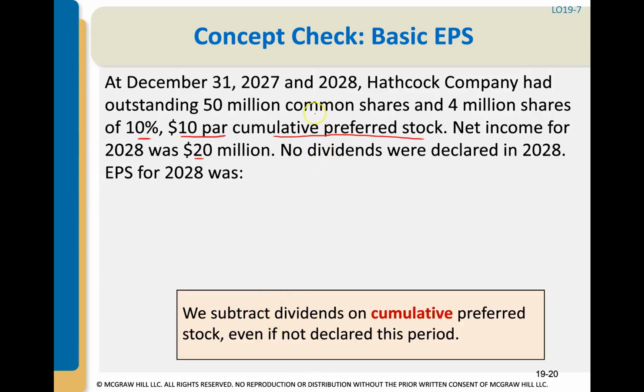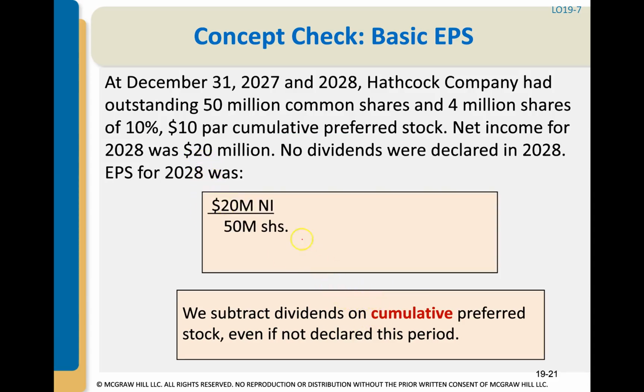Well, first, because this is a cumulative preferred stock, we have to calculate the dividend on that preferred stock and subtract it out of our net income number. So we're told our net income number was 20 million. Just know that we're going to subtract those dividends. But first, let's just deal with the very, very basics. We're going to take our net income divided by our common shares outstanding, and these were just outstanding for the full year, 50 million, and we had no other activity.